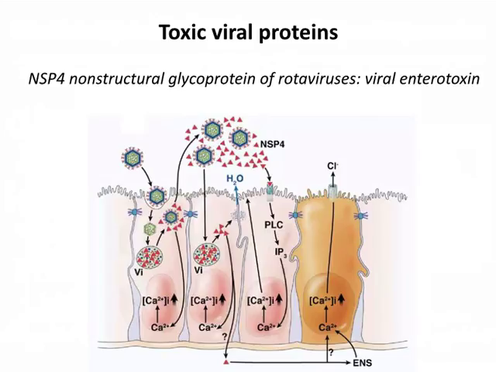However, the rotaviruses, these are double-stranded RNA containing viruses that cause gastroenteritis. We'll have more to say about them next time. These actually encode a viral enterotoxin. It's one of the viral proteins called NSP4. It's a non-structural protein that is just made in the infected cell.